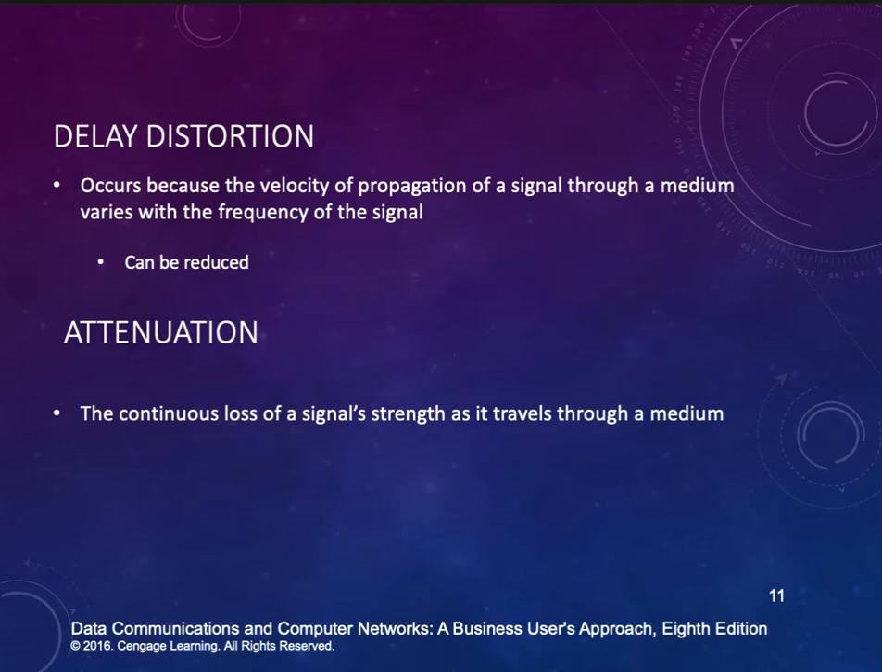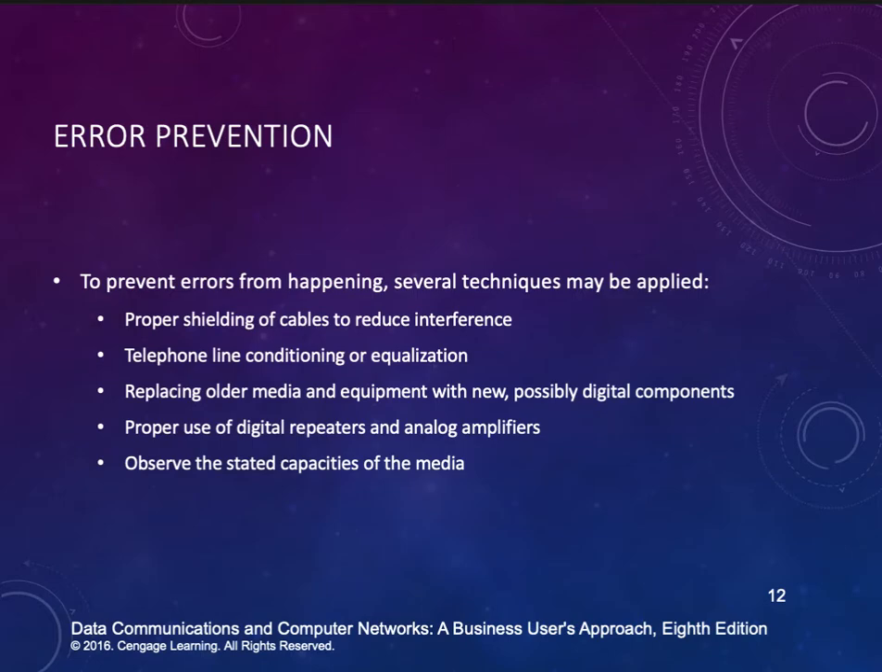Next we see some of the preventive measures. To prevent this, basically in the physical layer we have to properly shield the cable from interference. Equalization, and telephone line conditioning, means they are replaced as they are used across the time frame. Proper repeaters need to be used so that signals are amplified as they travel over a distance.